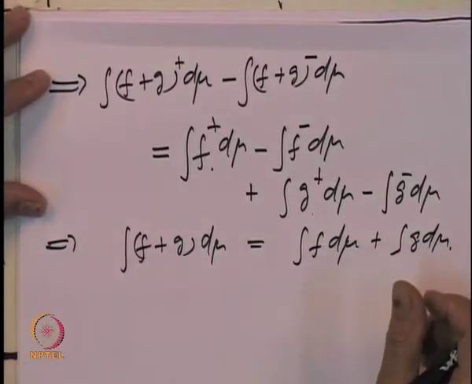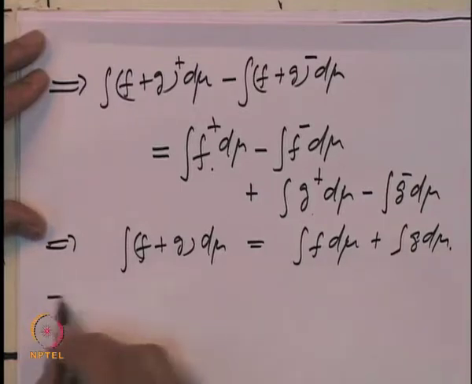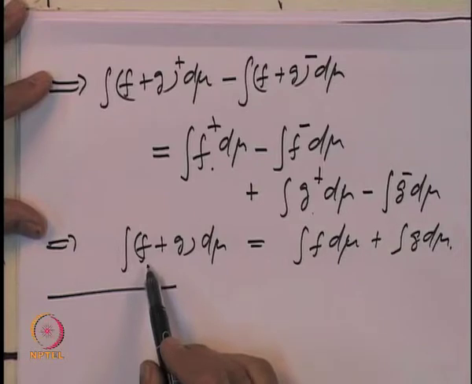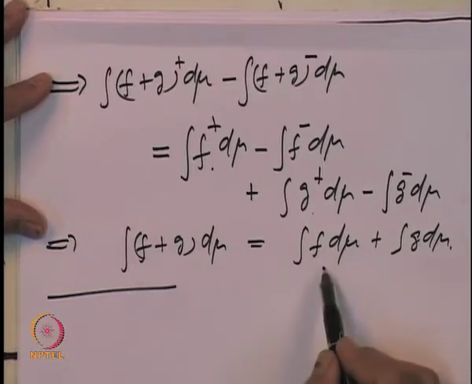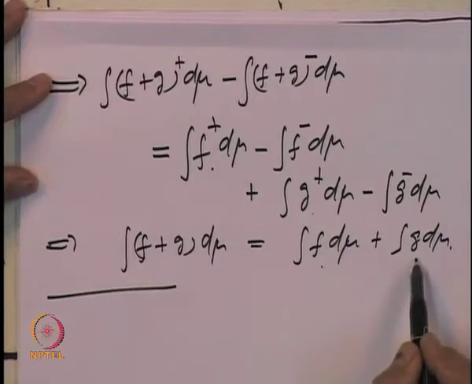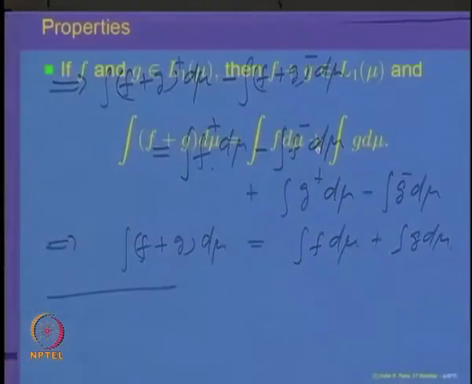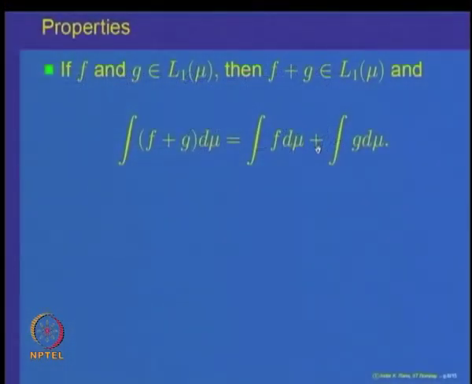So, that proves the linearity property of the integral, that if f and g are integrable functions, not only is f plus g integrable, the integral of f plus g is equal to integral of f plus integral of g d mu. So, that is the linearity property of the integral.